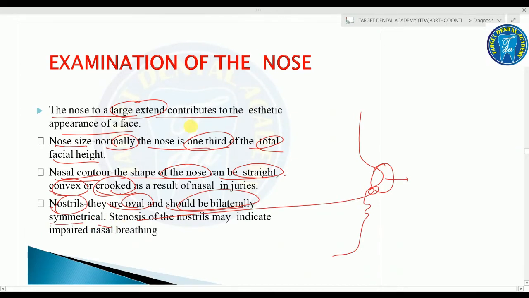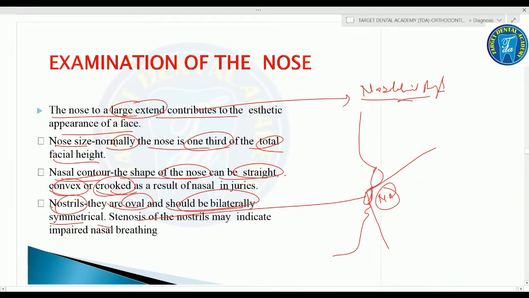Right? So for this we usually check the nasolabial angle. The nasolabial angle is the angle formed between the nose and the lip. One line is drawn from the base of the nose, and one line is drawn from the upper lip. This angle is called the nasolabial angle. Fine. So the ideal or normal angle is 110 degrees.